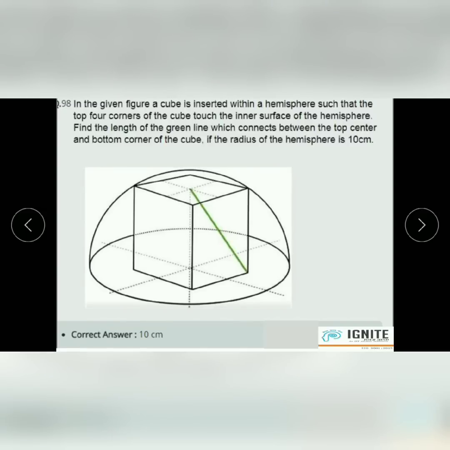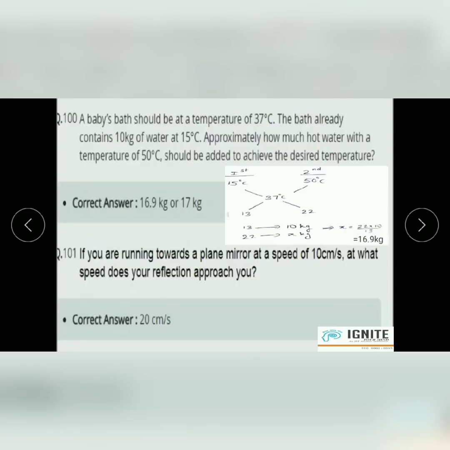In the given figure, a cube is inserted within a hemisphere such that the top 4 corners of a cube touch the inner surface of the hemisphere. Find the length of the green line which connects between the top center and the bottom corner of the cube if the radius of hemisphere is 10 centimeter. We have to find the length of this green line. That means the green line which connects between top center and bottom corner of the cube. This length is equivalent to radius of hemisphere according to this arrangement. Okay, therefore answer is 10 centimeter.